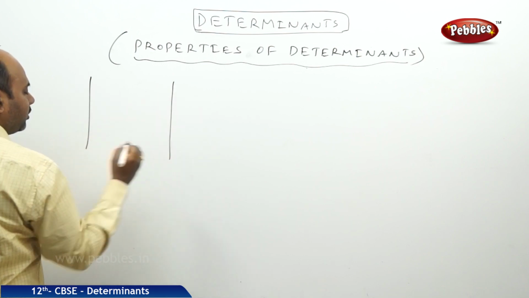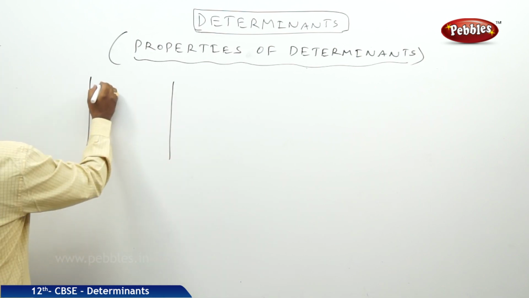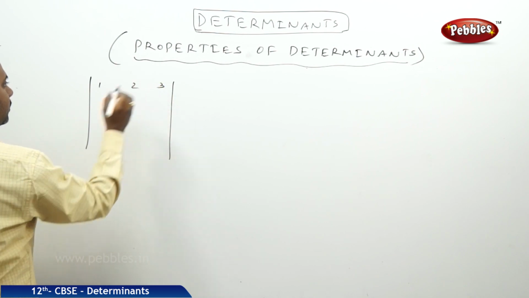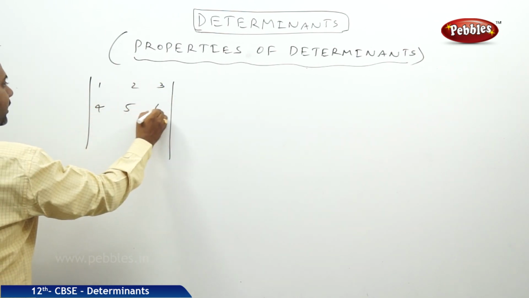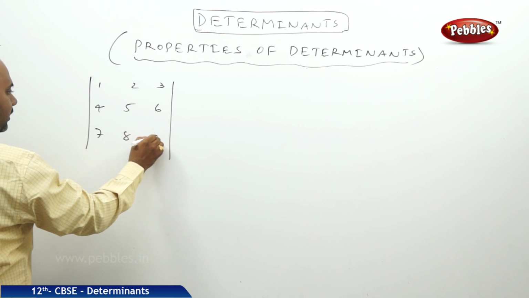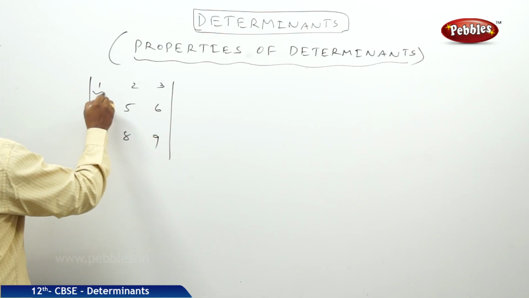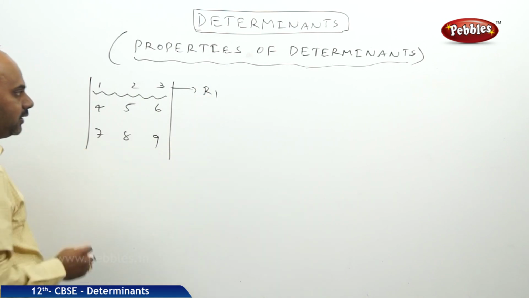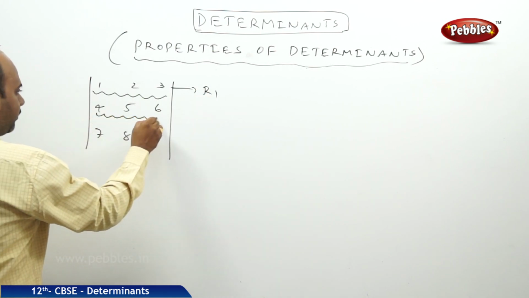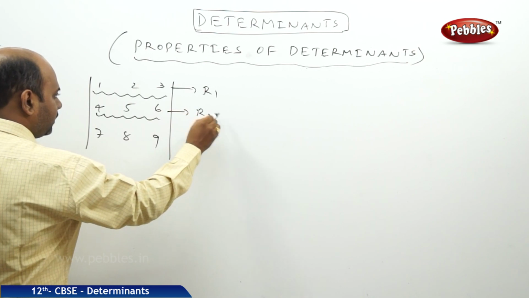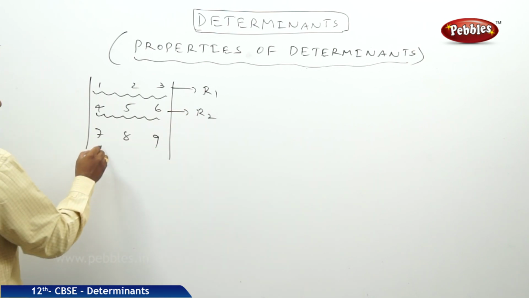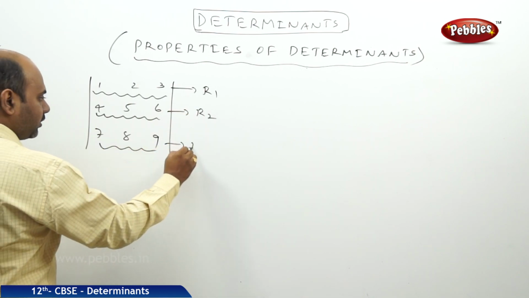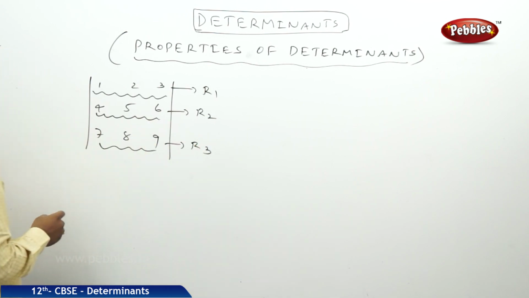Determinant means here I will be considering only 3 by 3 determinant. Suppose the determinant is like this: 1, 2, 3, 4, 5, 6, 7, 8, 9. This one we call the first row, denoted by R1. This one we call the second row, denoted by R2. And this one we call the third row, denoted by R3.